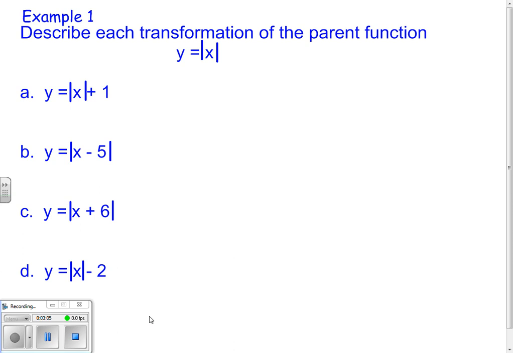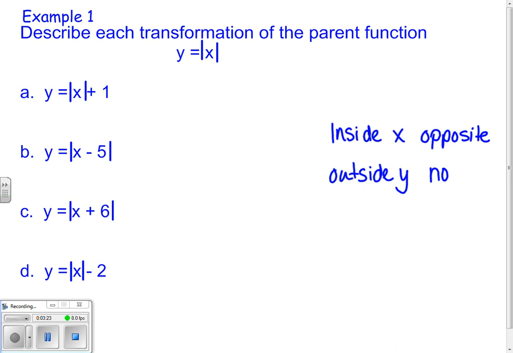So I want to give you a shortcut to the stuff you saw on the last screen. I'm going to use the words inside and outside, and I'll show you what they mean in a second. If it's inside, it's x, and it's opposite. If it's outside, it's y, and it's normal. And by inside and outside, I mean grouping symbols like absolute values or parentheses. Those are probably the most common ones that you're going to see. So if it's inside grouping symbols, it's done to the x and it's opposite from what you would expect. If it's outside, it's done to the y and it's normal.